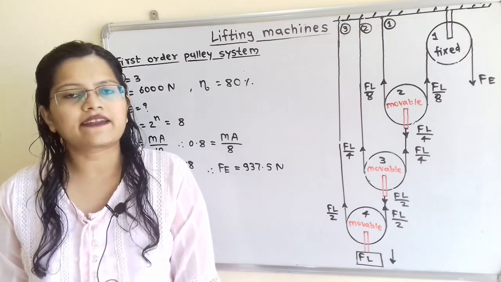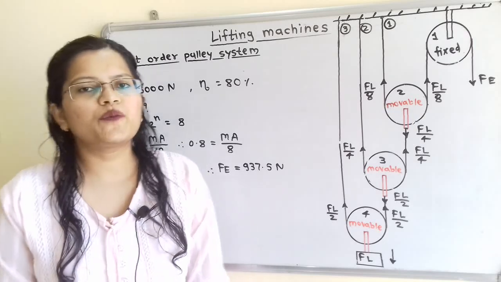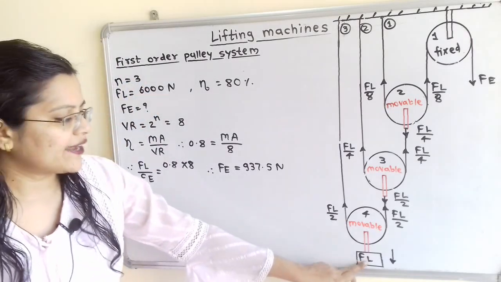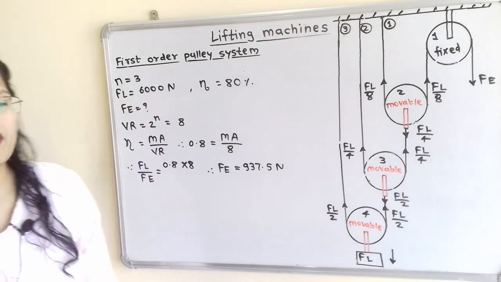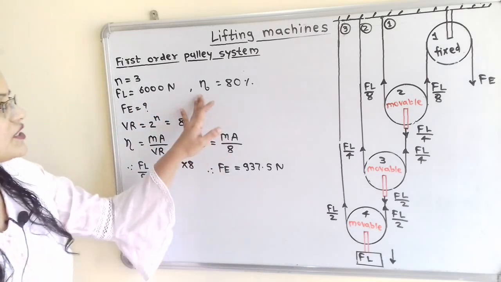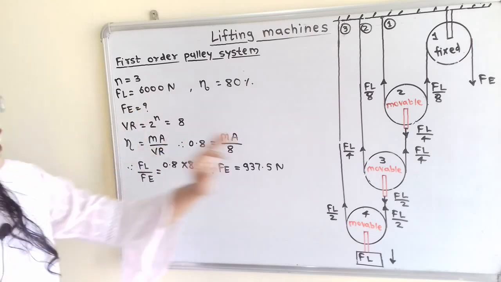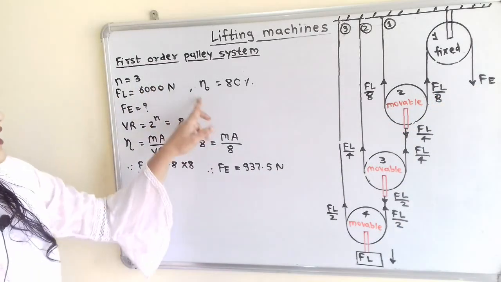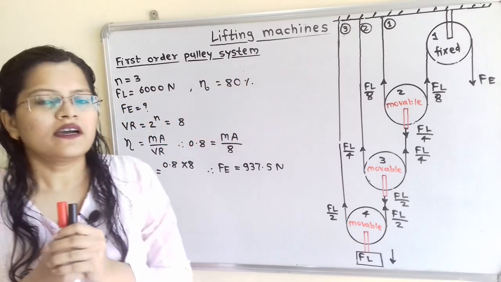Let us understand the given data. Number of movable pulleys n is equal to 3. Load FL is equal to 6000 Newton. Then efficiency is 80% and we have to find out the applied effort Fe. Now here efficiency is given 80%.